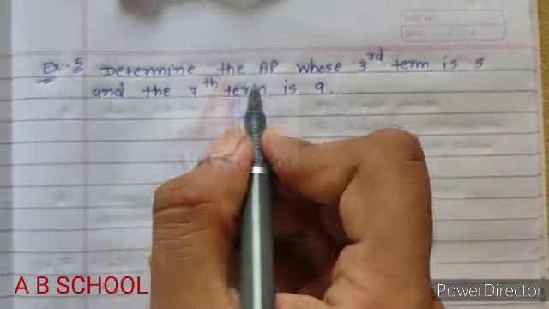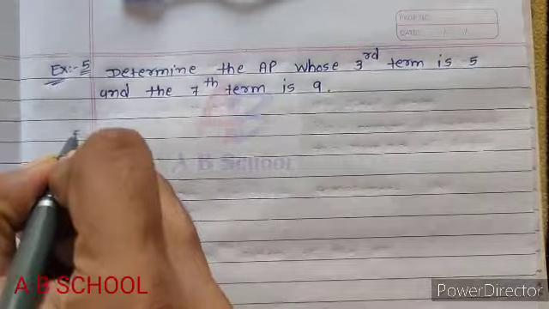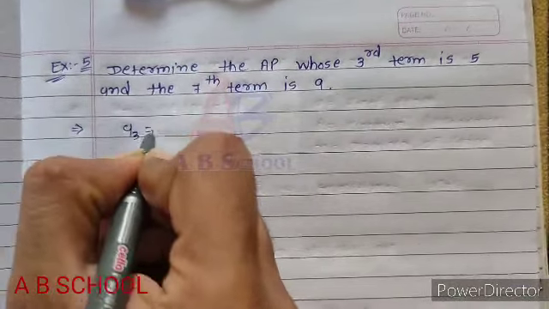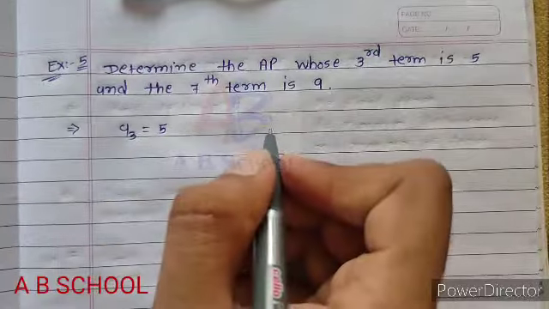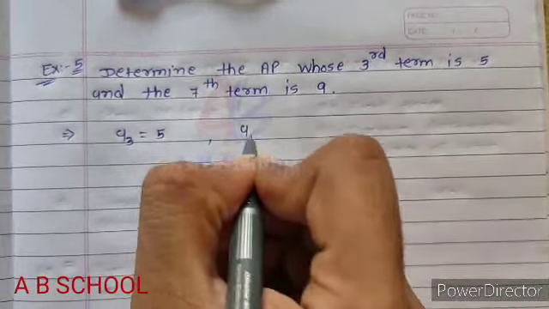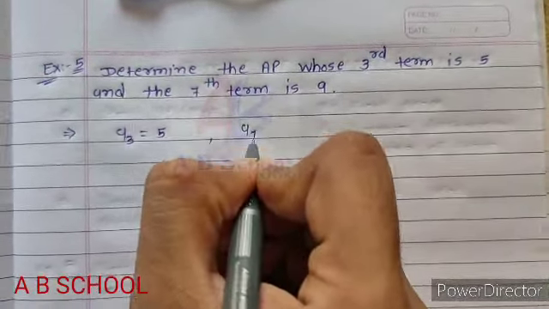Determine the AP whose third term is 5 and seventh term is 9. हमें यहाँ पे AP फाइंड करना है जिसका थर्ड टर्म हो 5 एंड सेवंथ टर्म हो 9. थर्ड टर्म ऑफ AP is equal to 5. So A3 is equal to 5. Seventh term of AP is equal to 9. So A7 is equal to 9.